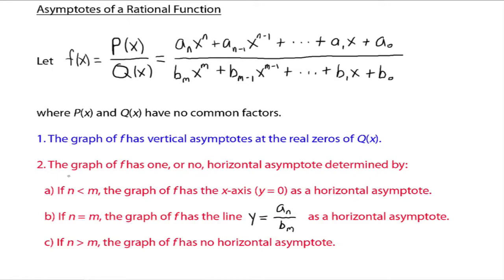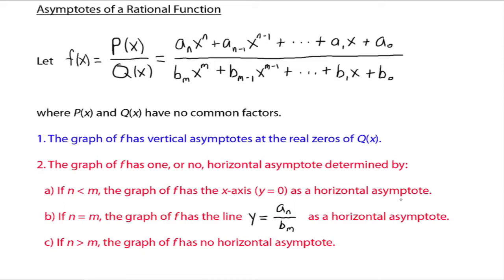Now number 2, the graph of f has one horizontal asymptote or no horizontal asymptote. And those are determined the following way: the degrees of your polynomials. Remember, the degree of the numerator here is n and the degree of the denominator here is m. So if the degree of the numerator is less than the degree of the denominator, then the graph is going to have just the x-axis, the line y equals 0, as a horizontal asymptote.